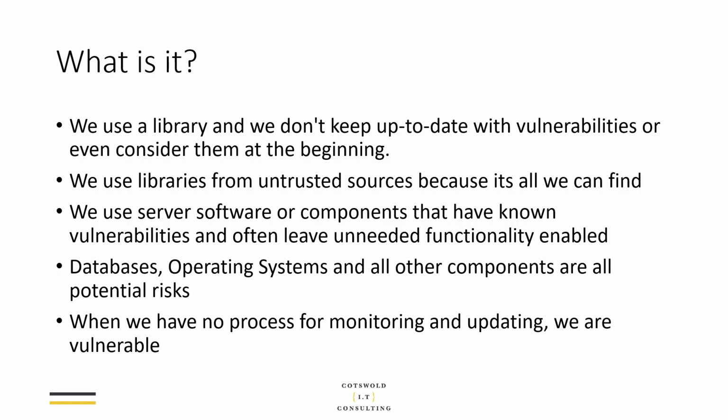So when we talk about components with known vulnerabilities, we've got some examples here, but a very classic example is we use a software library and we either don't keep up to date with any vulnerabilities that might be found in that library, or sometimes we don't even consider them right at the beginning. So we find a library to do a piece of functionality, let's say, for example, to deserialize an XML document. And if we don't have that built into our framework or operating system, we find a library online, we use it, and we don't even consider that there might already be a known vulnerability.